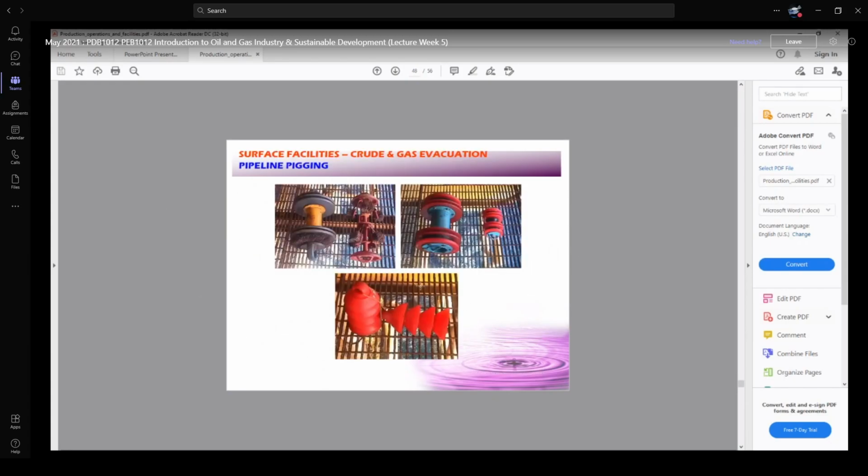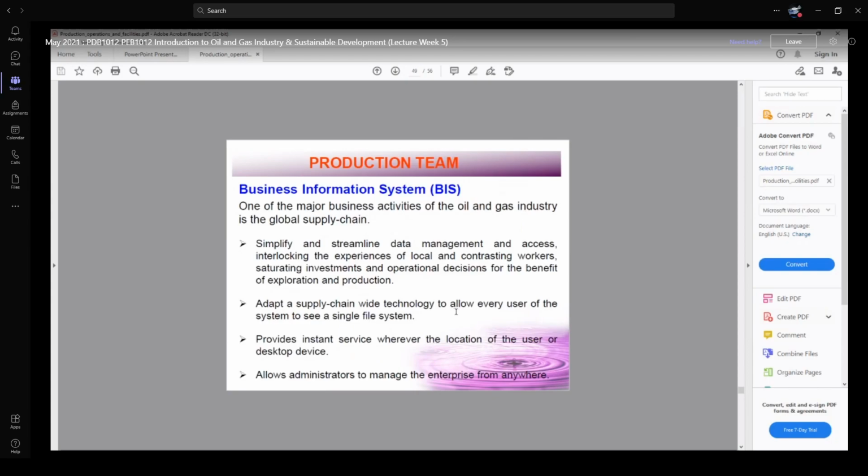Here is the pigging. You can see these are different shapes of pigs. If there is corrosion, we run these two pigs. If there is debris we want to clean, we run this one, right? So these two.